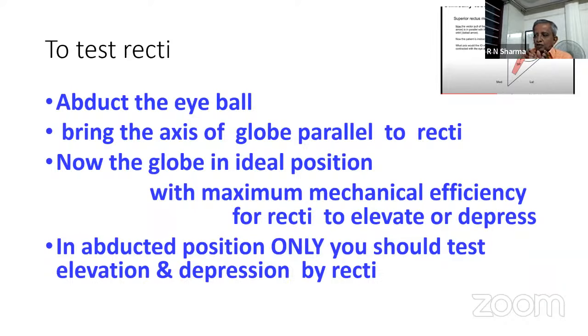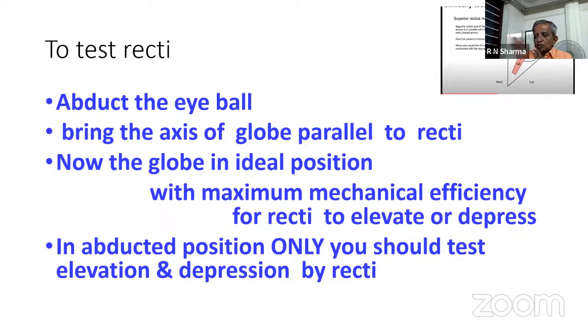The axis of the muscle is parallel to the axis of the orbit. So when it comes into the abducted position, the axis of the eyeball is in parallel with the axis of the superior rectus and inferior rectus. Only in this position, superior rectus and inferior rectus will act as elevator or depressor respectively. In another position, they will not act as prime elevator or depressor.